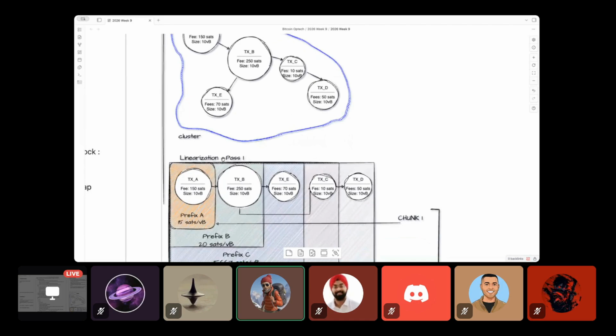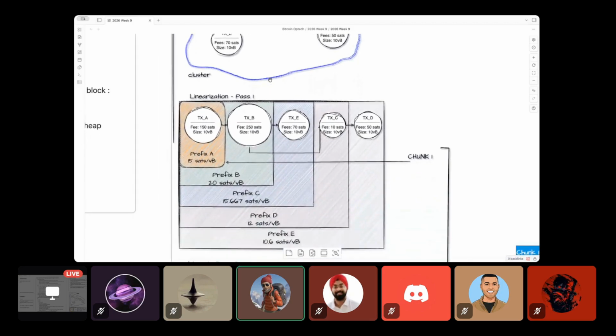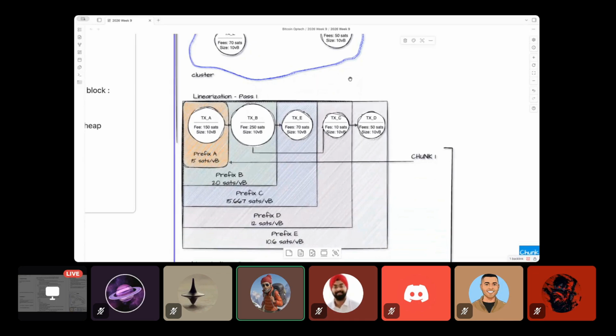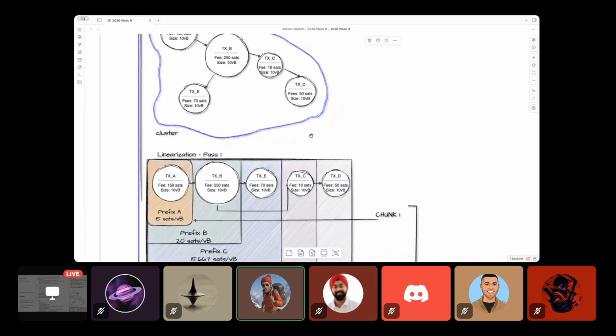You can't mine a transaction without its parent. You have to reason about or calculate the economics of a transaction in relation to its parents. So that's why you do linearization. If you look at this example, what we have done is that we have listed all the transactions in a linear fashion.